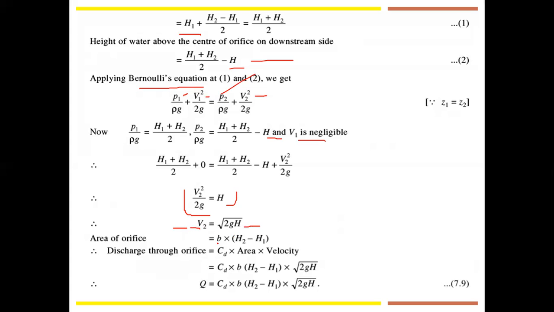The area is equal to B into (H2 minus H1). The discharge through the orifice Q is equal to CD into area into velocity, that is CD into B into (H2 minus H1) into root 2gH. So keep on substituting: CD into B, (H2 minus H1) into root 2gH. So this is the discharge of a fully submerged orifice.